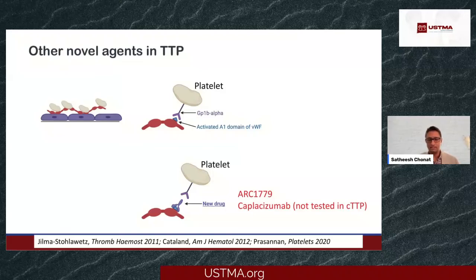But it's not tested in congenital TTP, and it does not increase the ADAMTS13 level. And ARC-1779 was similarly studied in congenital TTP, but I believe that currently there are no ongoing studies on that. So this is an exciting development. There are several other molecules in early phases of development, which may hopefully help provide novel therapies for patients with congenital and other TTP. Next slide, please.